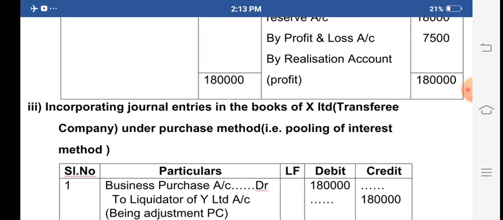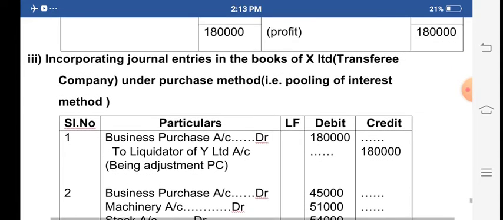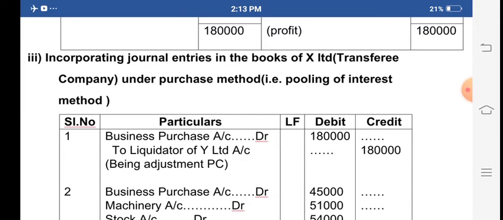According to the format of the incorporating entries, the first one is for adjustment of purchase consideration. What is the journal entry? Business purchase account debit, to liquidator of the transferor company account credit. How to pass it? Business purchase account debit 1,80,000, to liquidator of Y Limited company account 1,80,000. Being adjustment of purchase consideration. This is the narration.